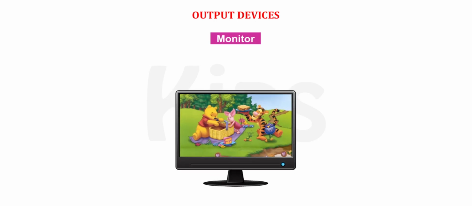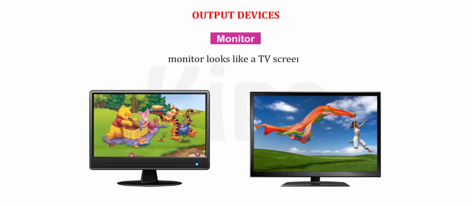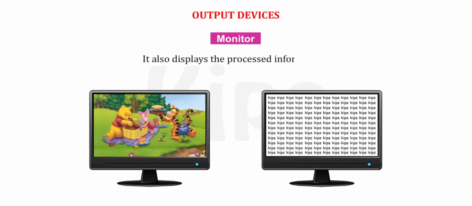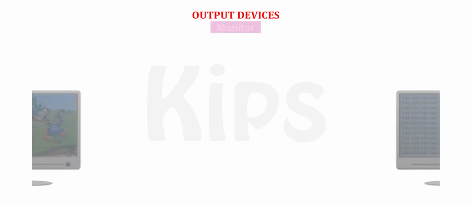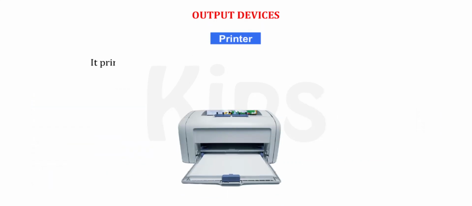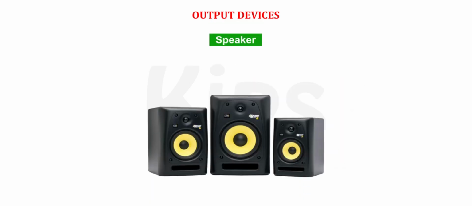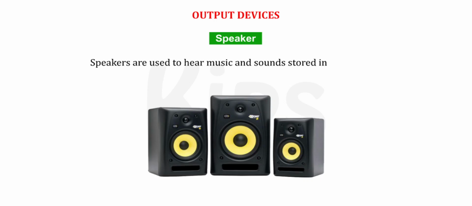Monitor. Monitor looks like a TV screen. Whatever you type on the keyboard can be seen on the monitor. It also displays the processed information. Printer. Printer prints the output which you see on the computer screen on paper. Speakers. Speakers are used to hear music and sound stored in a computer.